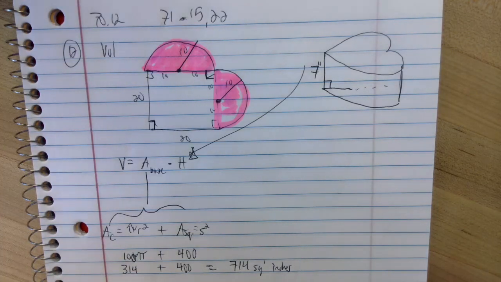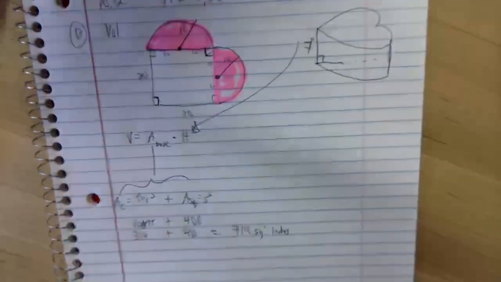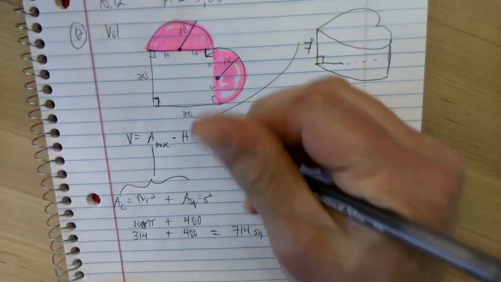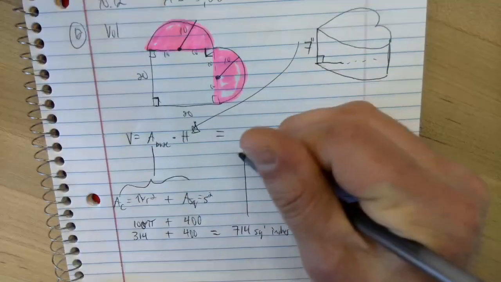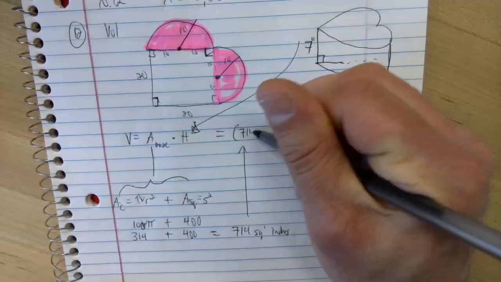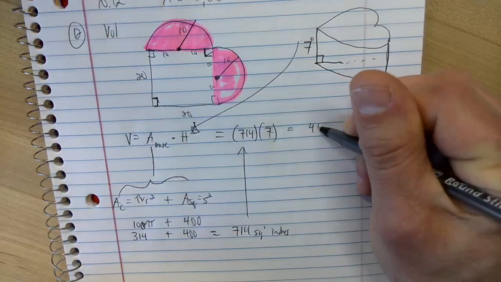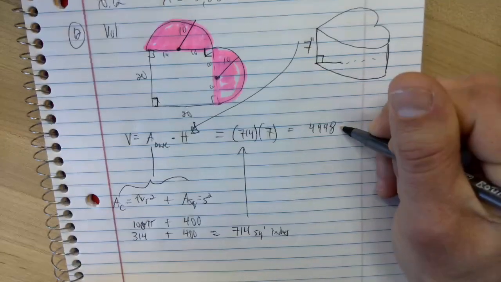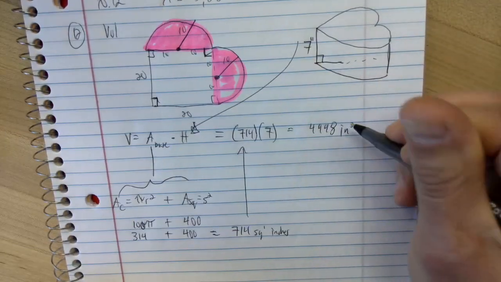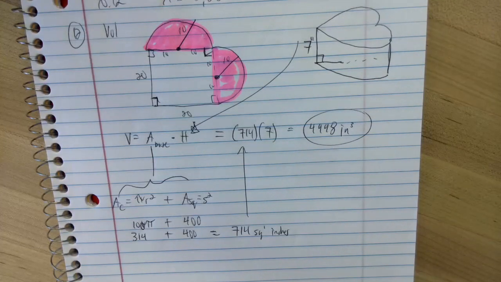What's left to do, I'll zoom out a little bit more, is take this part back up here and say, okay, that was the area of the base, so that's 714. Now I've just got to multiply that by 7, and we get 4,998 inches cubed. Okay. You might see that one again. I like that one.